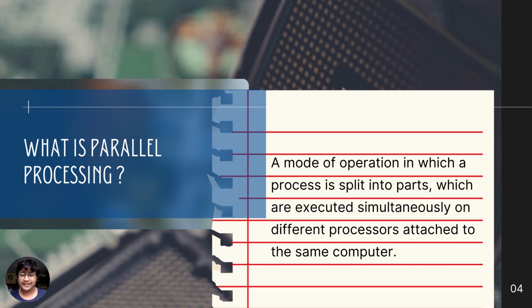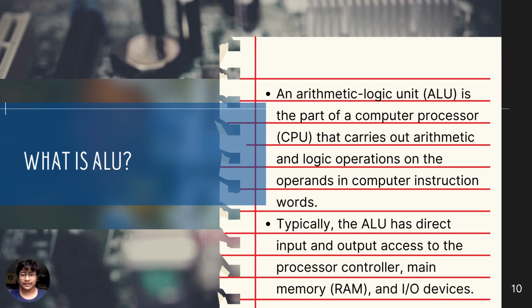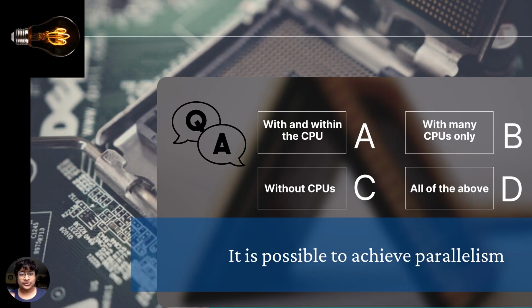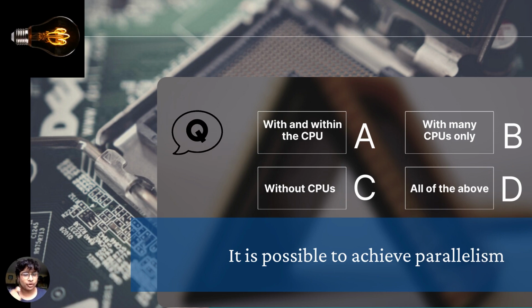If we have the same CPU, then the answer would be, let me take you again to that question. Same CPU means with and within the CPU, with many CPUs only, without CPUs, all of the above. Yeah, you got the answer. It's with and within the CPU. It was as simple as that.